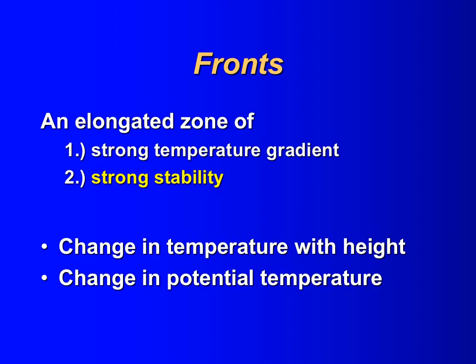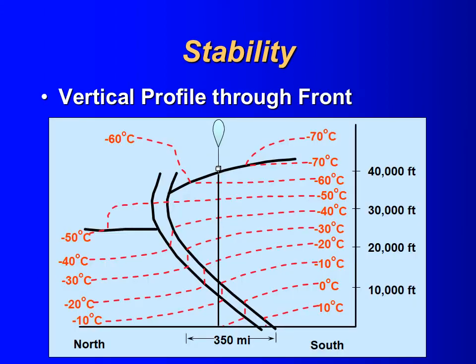One way to measure the stability of the atmosphere is to look at how temperature changes with height. If temperature increases with height, it's stable. If temperature decreases rapidly, it's unstable. And another way we can do that is by looking at the potential temperature and how that changes with height.